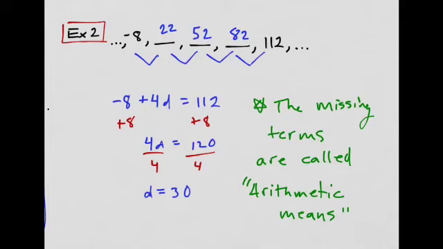So if it gave you 2 numbers and said find 3 arithmetic means, that's just like having 3 blank spaces. Or if it said find 5 arithmetic means, you would put in 5 blank spaces and then do the same thing. Does that make sense?